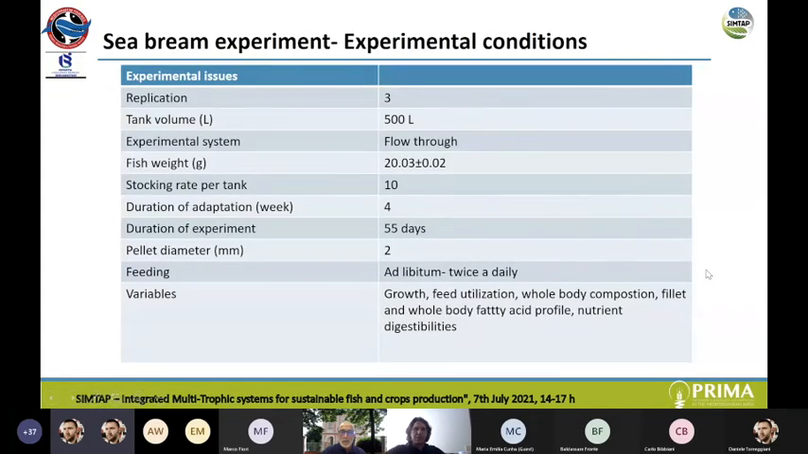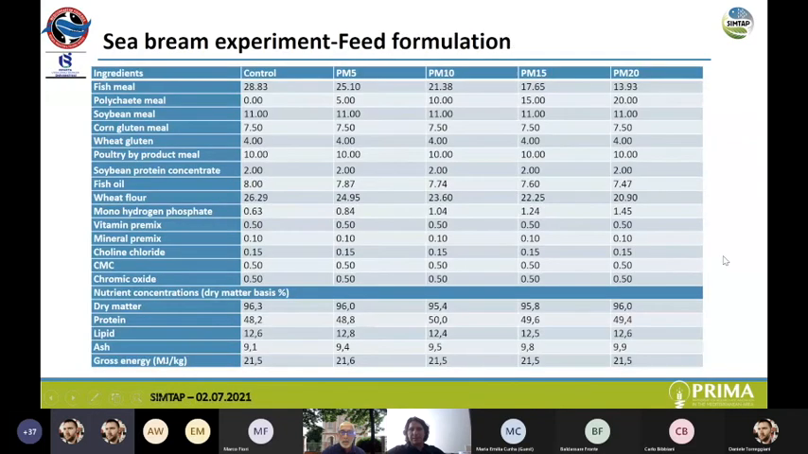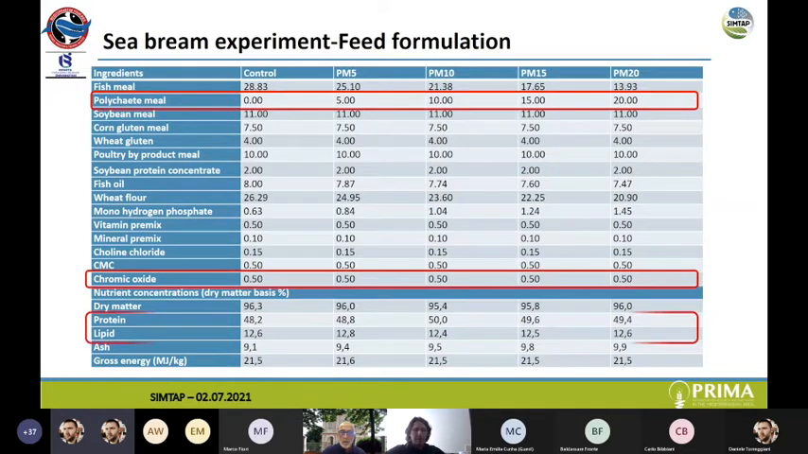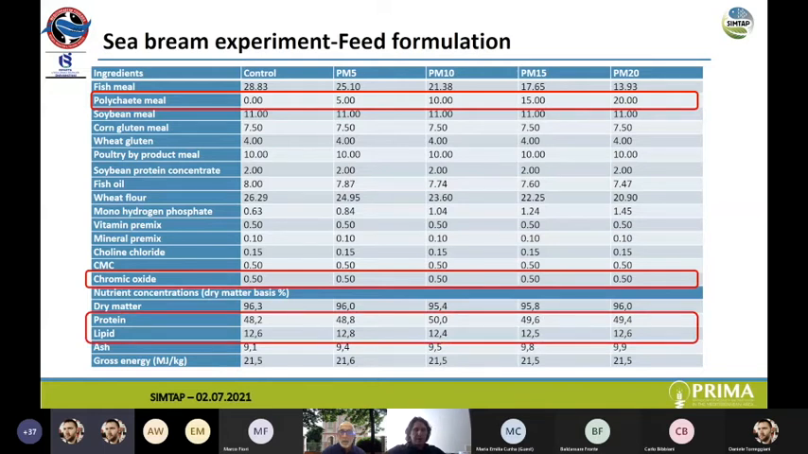Experimental conditions were the same as the European sea bass experiments, except fish weight, as you see, and also duration of experiments. We terminated it 2 days later. And you also see the formulation of experimental diets in this table, also the inclusion levels of polychaete meal. And we set the protein and lipid a little bit lower compared with CBAS, as you can see from the table.